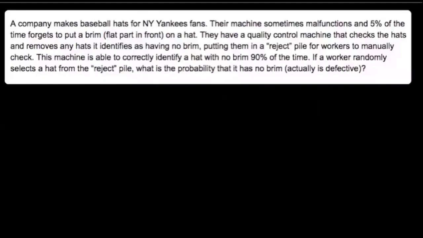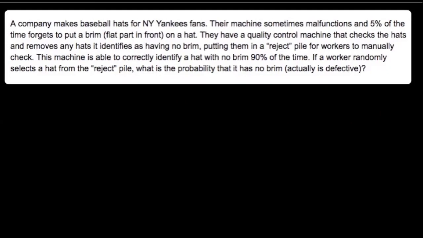So we have a company that makes baseball hats for New York Yankee fans. Their machine sometimes malfunctions 5% of the time and forgets to put a brim on the hat. So we have a Yankee with no brim. They have a quality control machine that checks the hats and removes any hats that it identifies as having no brim and puts them in a separate reject pile. And 90% of the time, it's able to accurately identify that this hat has no brim. We're trying to answer the question, if a worker randomly selects a hat from that reject pile, what's the probability that it is an actual defective hat? It actually has no brim.